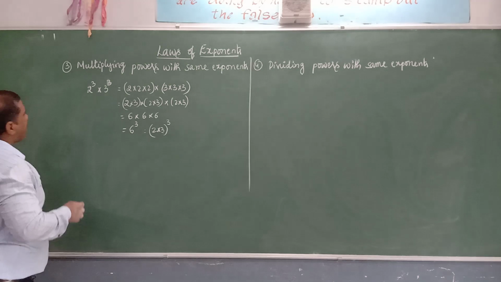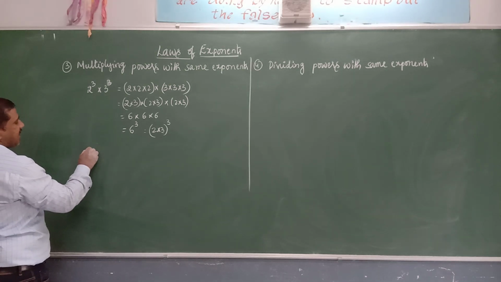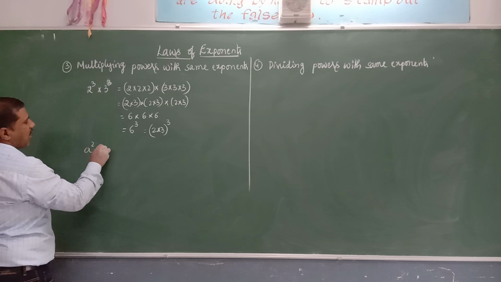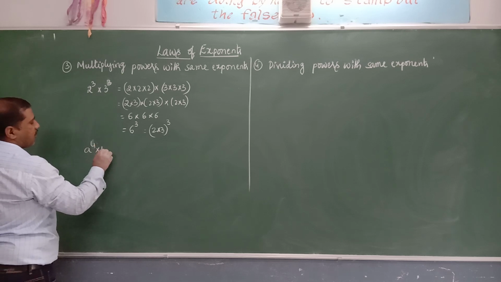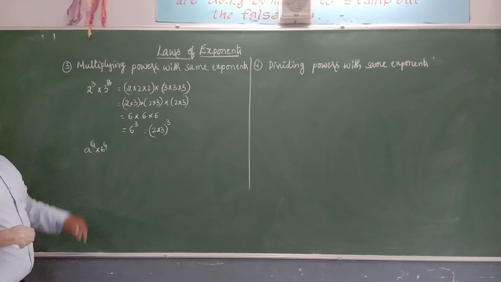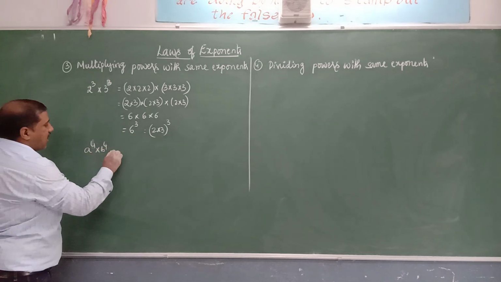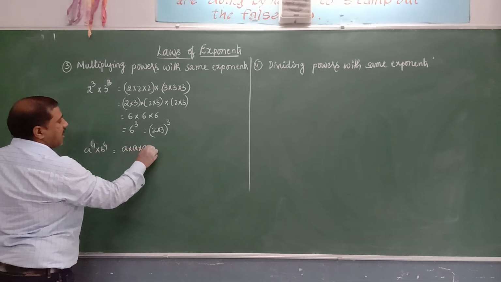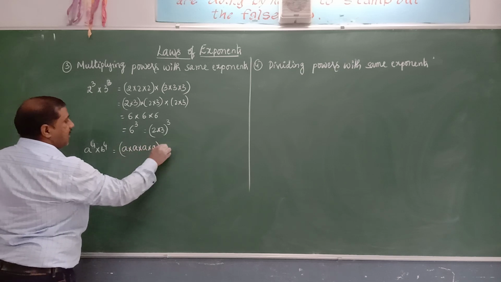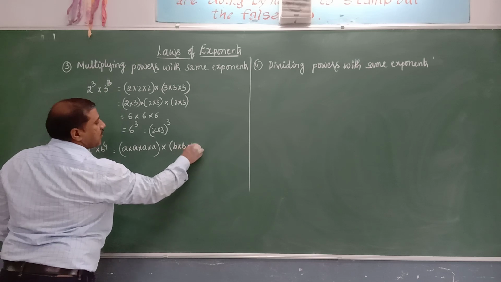We will take up one more example, with variables. So we take a to the power of 4 into b to the power of 4. Here the exponent is the same, 4. Now a to the power of 4 means a into a into a into a, and b to the power of 4 means b into b into b into b.